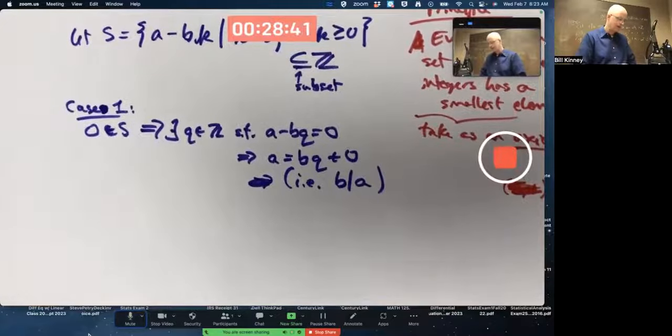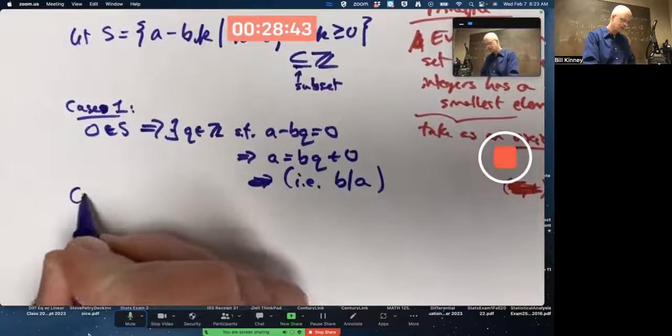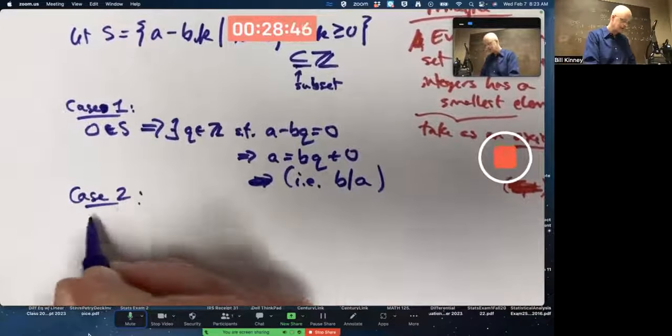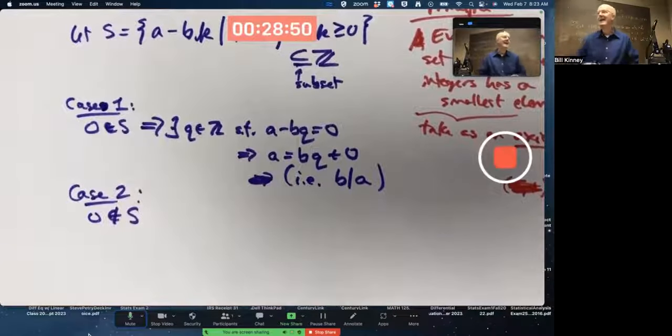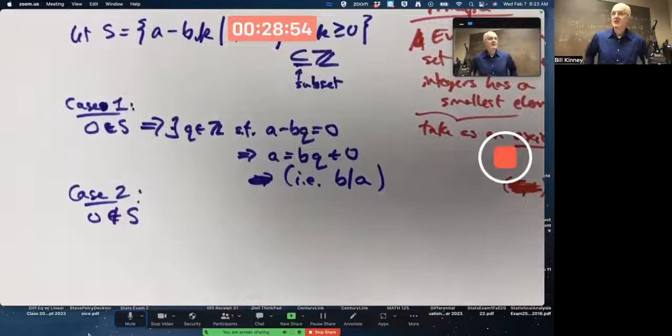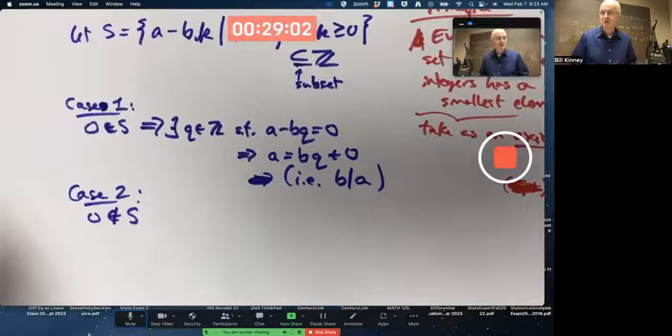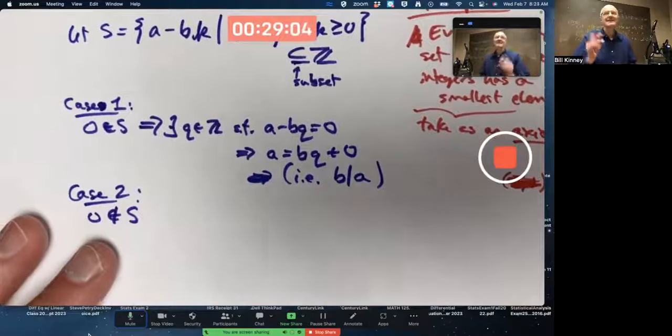All right, what about case 2? 0 is not an element of S. Then S must be a set of positive integers that's got to have a smallest element.